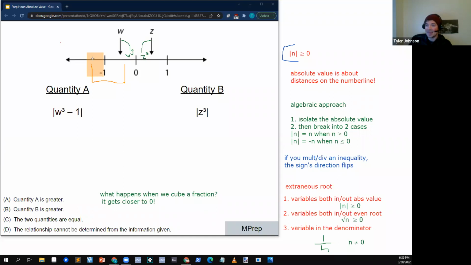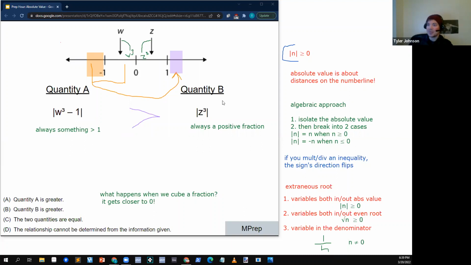And then if I take the absolute value of that, we're going to move to this side of the number line and end up around here. So basically z cubed is always a positive fraction. And w cubed minus 1 is always some positive value bigger than 1. So no matter how you slice it, quantity A is the bigger of those two.